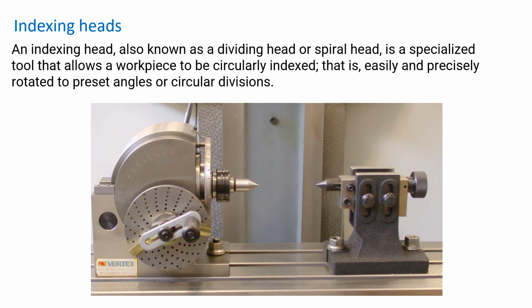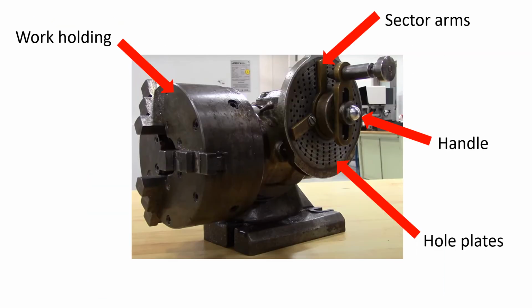Indexing heads, or dividing heads, are a close relative to the rotary table. This device uses indexing plates and plates with notches to rapidly position the workpiece at specific angles. The indexing head has the work holding area. As with the rotary table, 2-jaw, 3-jaw faceplates, vices, collet chucks can be mounted for work holding. We have the crank handle, sector arms, and hole plates. We'll have a look at these individual components in a few more slides.